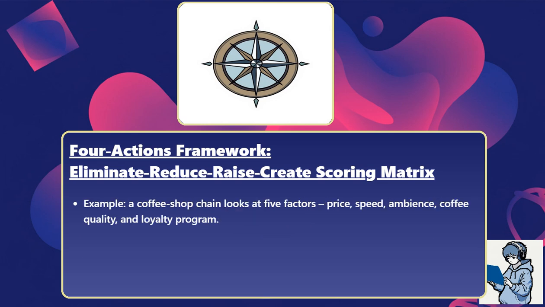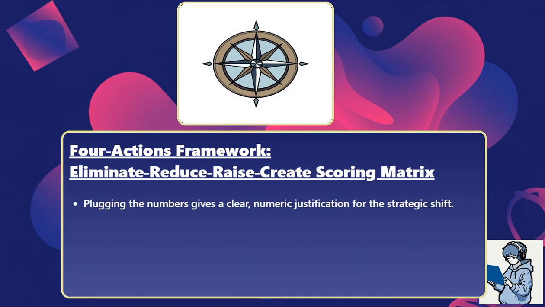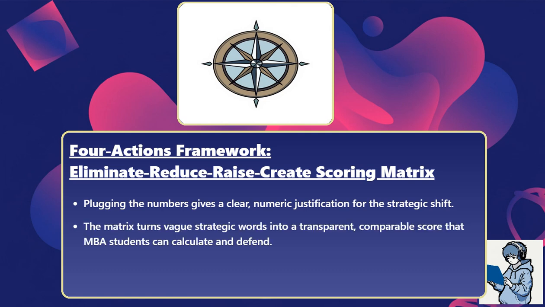Example: a coffee shop chain looks at 5 factors: price, speed, ambience, coffee quality, and loyalty program. It decides to eliminate high price specialty drinks, score 4, weight 0.2; reduce waiting time, score 3, weight 0.3; raise brew quality, score 5, weight 0.4; and create mobile ordering, score 5, weight 0.5. Plugging the numbers gives a clear numeric justification for the strategic shift. The matrix turns vague strategic words into a transparent, comparable score that MBA students can calculate and defend.